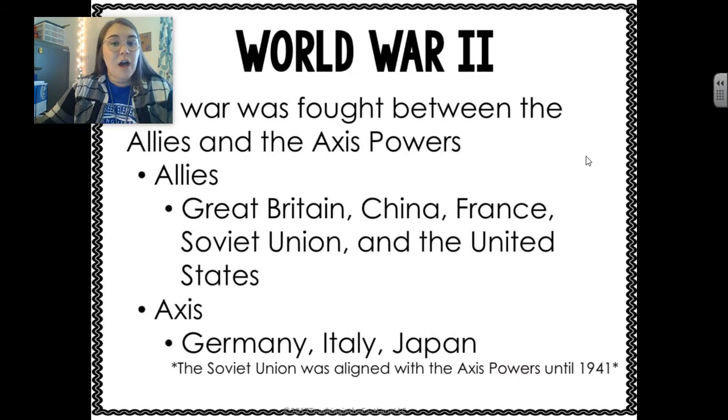The war was fought between the Allies and the Axis powers. The Allies and the Axis are words used to describe a group of countries that work together. The Allies were Great Britain, China, France, the Soviet Union, and us, the United States. The Axis powers were Germany, Italy, and Japan. The Soviet Union actually did align with the Axis powers until 1941, when they changed over to the Allies.